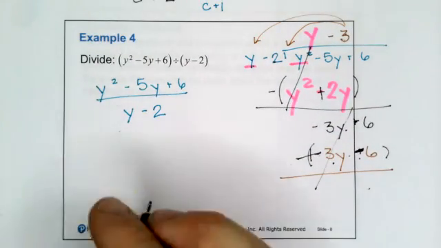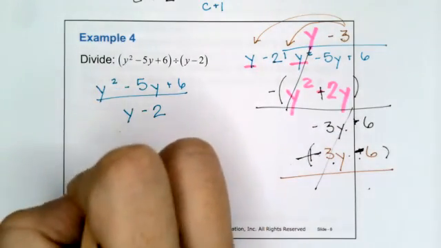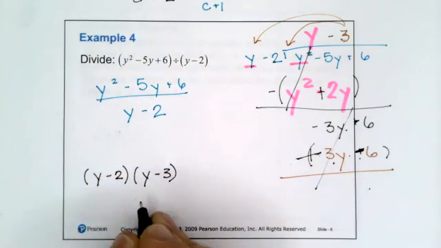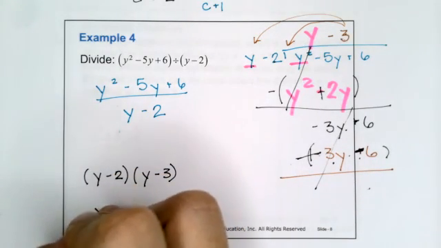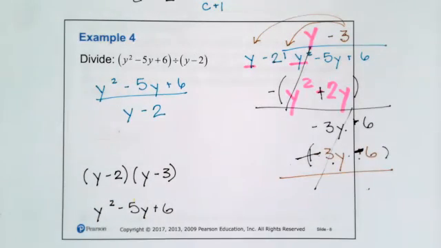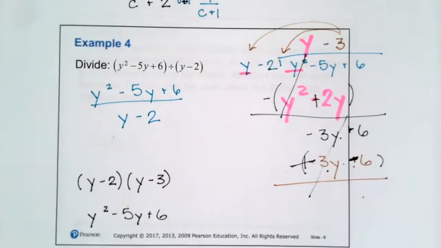Final answer. So if you take y minus 2 and y minus 3 and you multiply them together, you should get y squared minus 5y plus 6, just to reconnect to all the factoring that we've done.